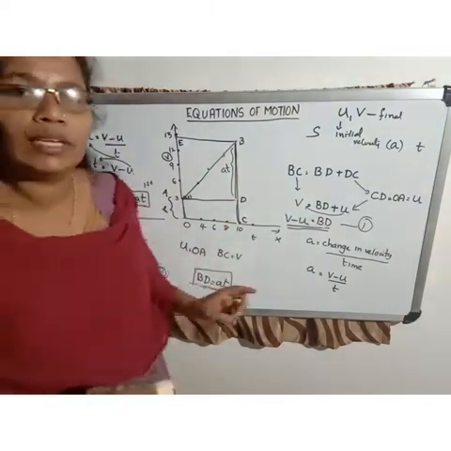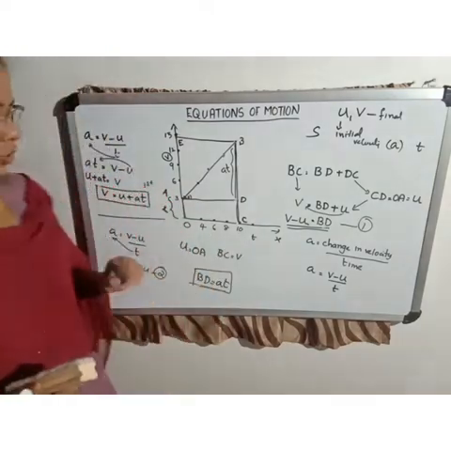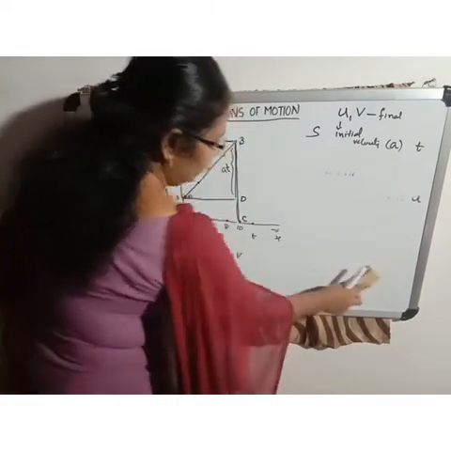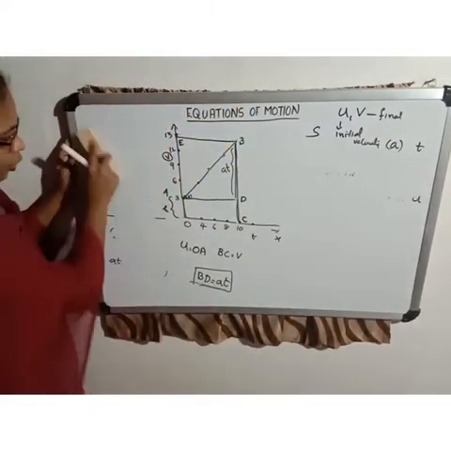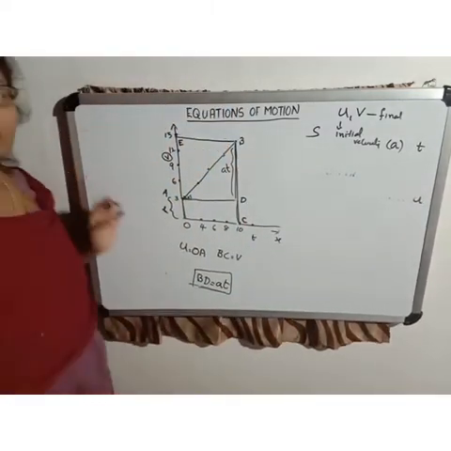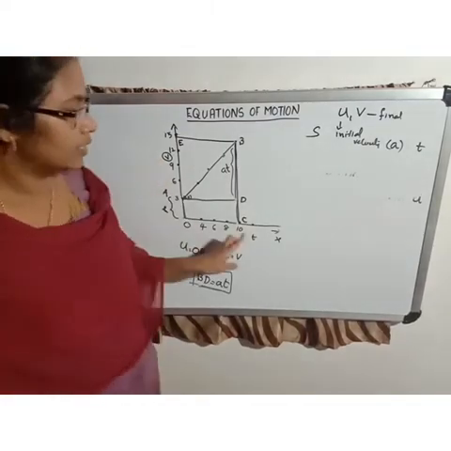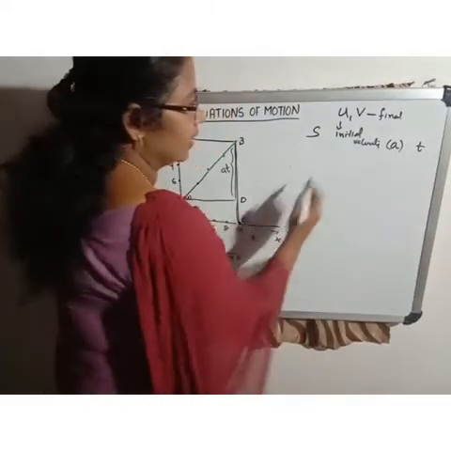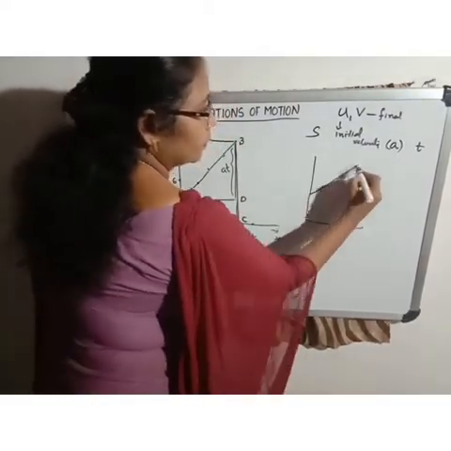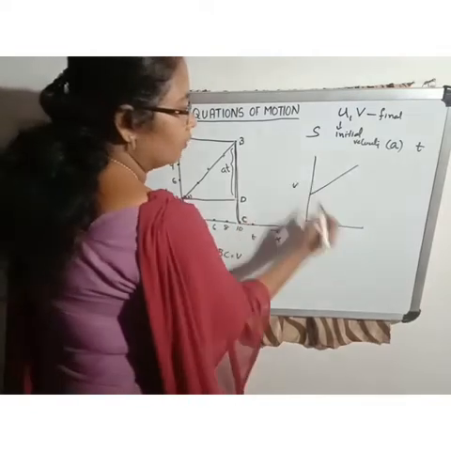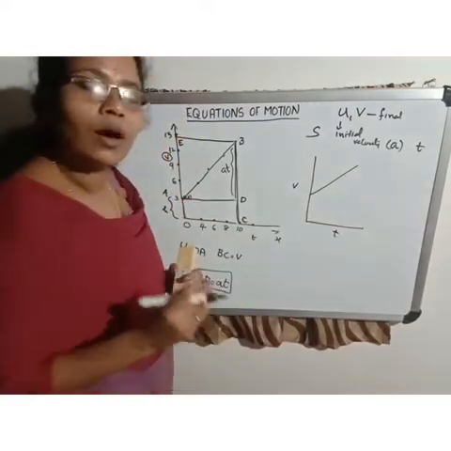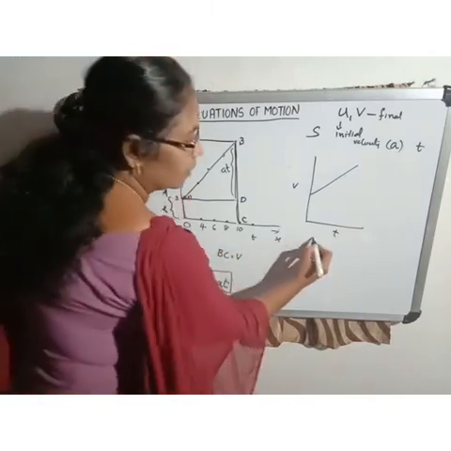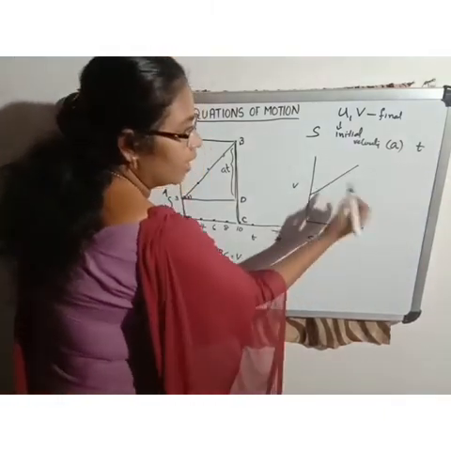Now I am going to derive the second equation of motion. Here, for that, I am taking it like this. We already know how to find out displacement from a velocity time graph. Here the shape of the graph is like this. Am I right? So this is the velocity time graph. So how can we find out the displacement? Displacement will actually be the area under this graph.